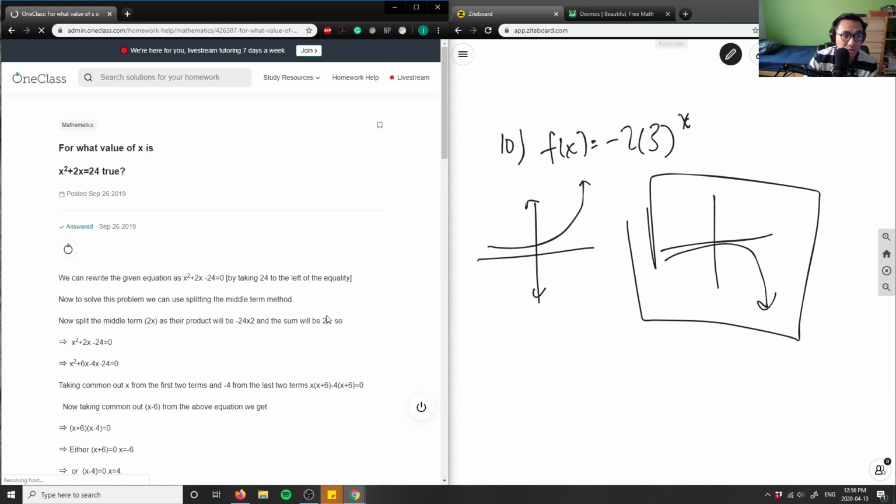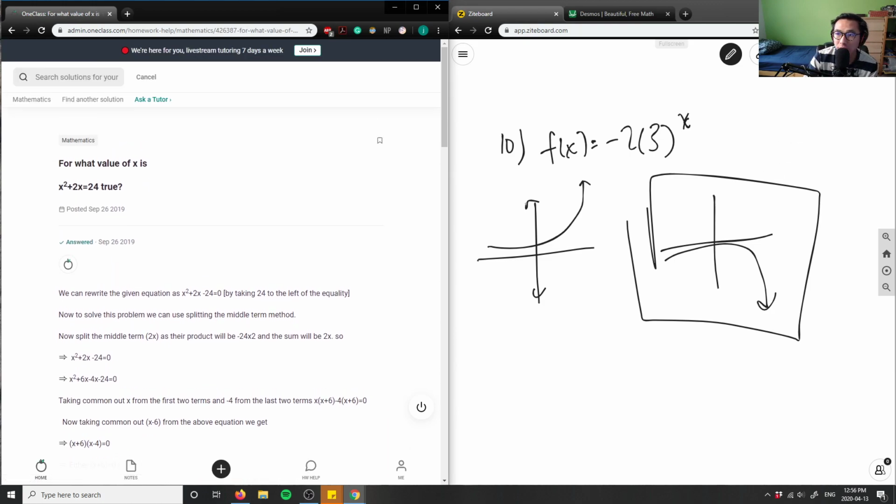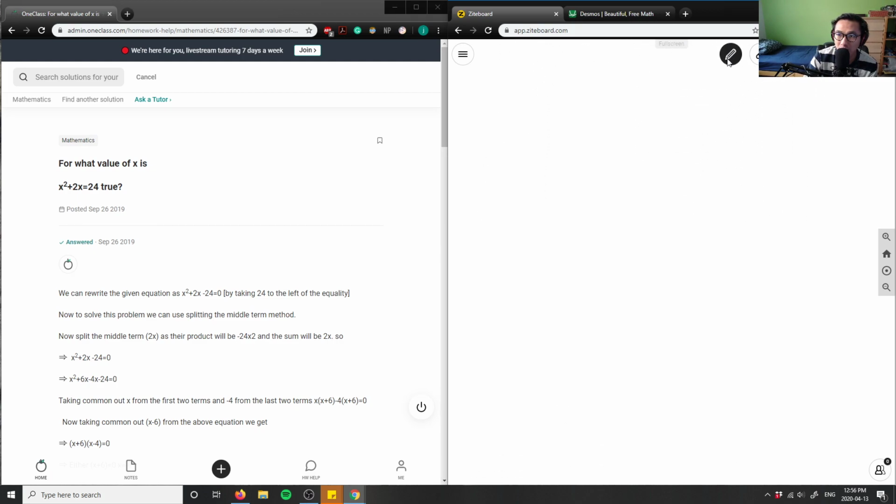So that's great. And then my last question, I get to do question 11. But remember, my 2 questions are the same here. So I have 4 minutes to do this question. For what value of x is this true? So I'm solving for x here. X squared plus 2x equals 24, right?